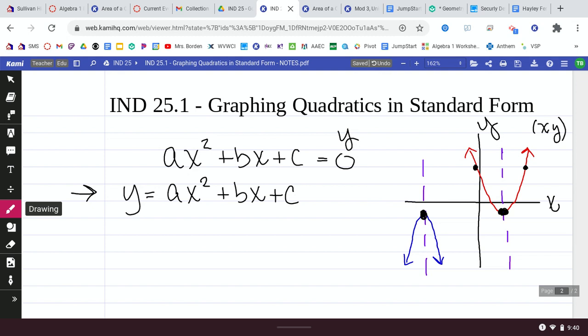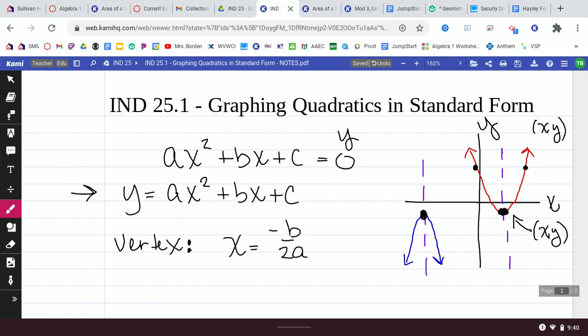First of all, let's talk about how I said the most important point was the vertex. So remember, the vertex, again, is a point, so it has an x and a y value because it's a point on a coordinate plane. And so we need to be able to find the vertex. And so to find the vertex, we need a formula. And that formula is x equals negative b over 2a.